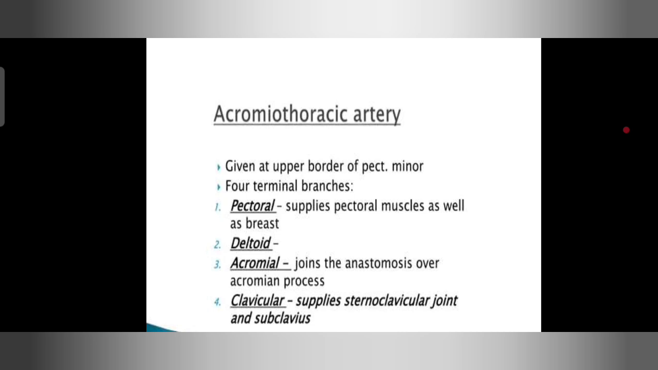Second is the acromiothoracic artery. It is given at the upper border of pectoralis minor and has four terminal branches, that is pectoral, deltoid, acromial, and clavicular. The pectoral supplies pectoral muscles as well as the breast. Acromial joins the anastomosis over the acromion process. Clavicular supplies the sternoclavicular joint and subclavius.